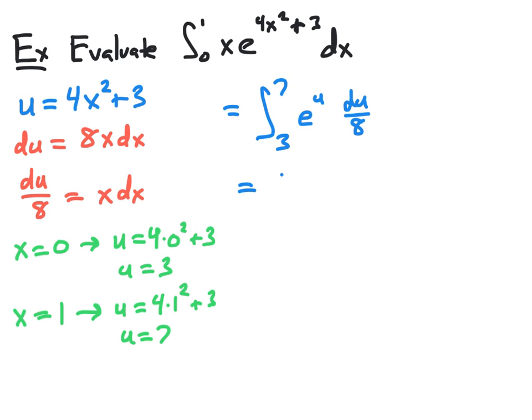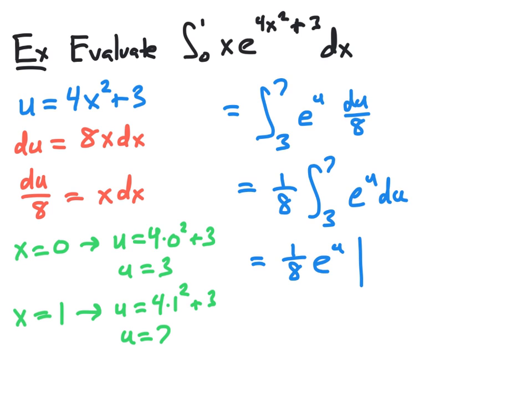And so we can bring the 1/8 constant out front. So this will be 1/8 times the integral 3 to 7 of e to the u du. The antiderivative of e to the u is just e to the u. So we have 1/8 e to the u evaluated from 3 to 7. And here we just simply substitute in 7 and 3 for u and subtract. So we end up with e to the 7 over 8 minus e to the 3rd power over 8.